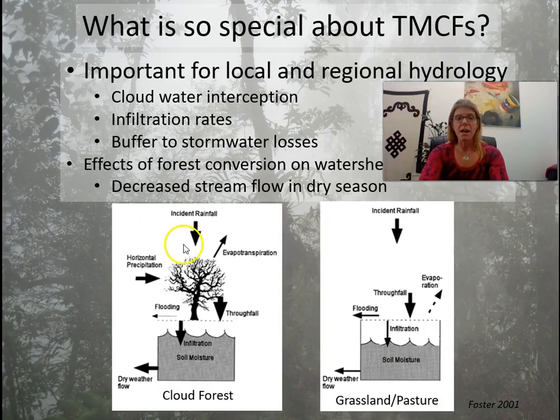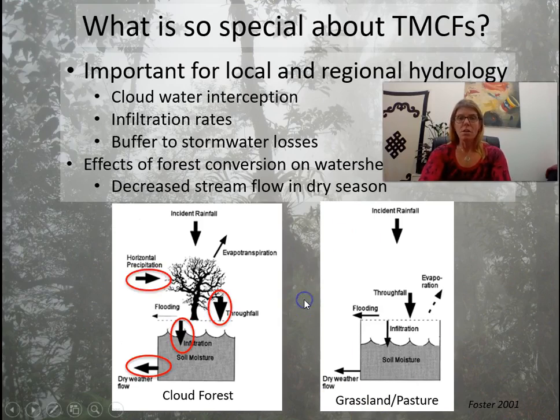We have on the left-hand side cloud forest, on the right-hand side pasture or grassland, and each arrow represents a different component of the water cycle. And what you can see is that some of the arrows disappear completely when the forest is converted to pasture, namely horizontal precipitation, which is not pictured here. That's because there's no vegetation to capture and strip that water out of the cloud, and then less of that water gets into the soil. And in the dry season, you have a reduction in flow rates throughout the watershed. So the forest is important in maintaining the health of the hydrology of the system.